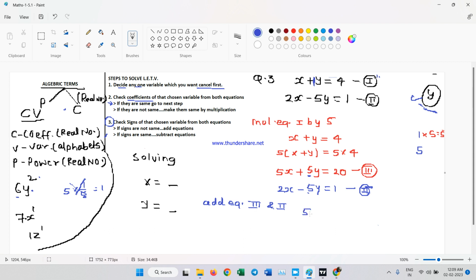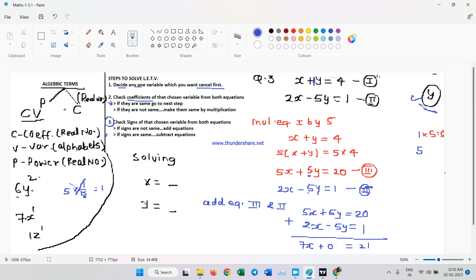So let's do the quick addition. 5x plus 5y, and here 2x minus 5y. If I add these, the addition or subtraction takes place with the coefficients. So 5 plus 2 becomes 7x, plus 5 minus 5 gets cancelled, so you get a 0 over here, correct, and 20 plus 1 is 21. So you see the variable which I decided to cancel first has now got cancelled.